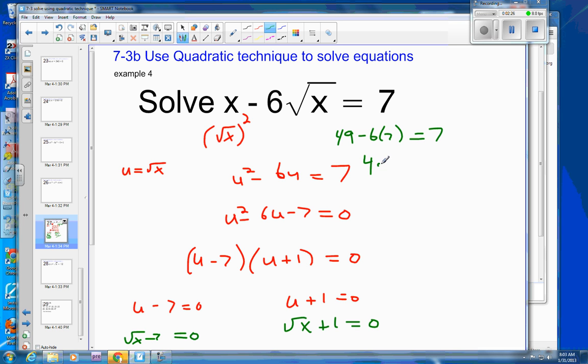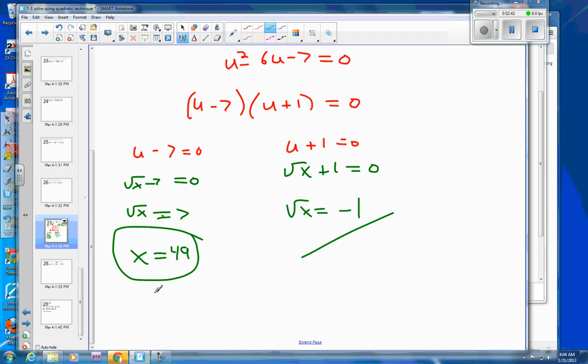So 49 minus 42. Oops. There's only one line on the minus sign. Let's get rid of that. Minus 42. Is that equal to 7? And yes, this does work. So that is, in fact, our answer. X is 49.